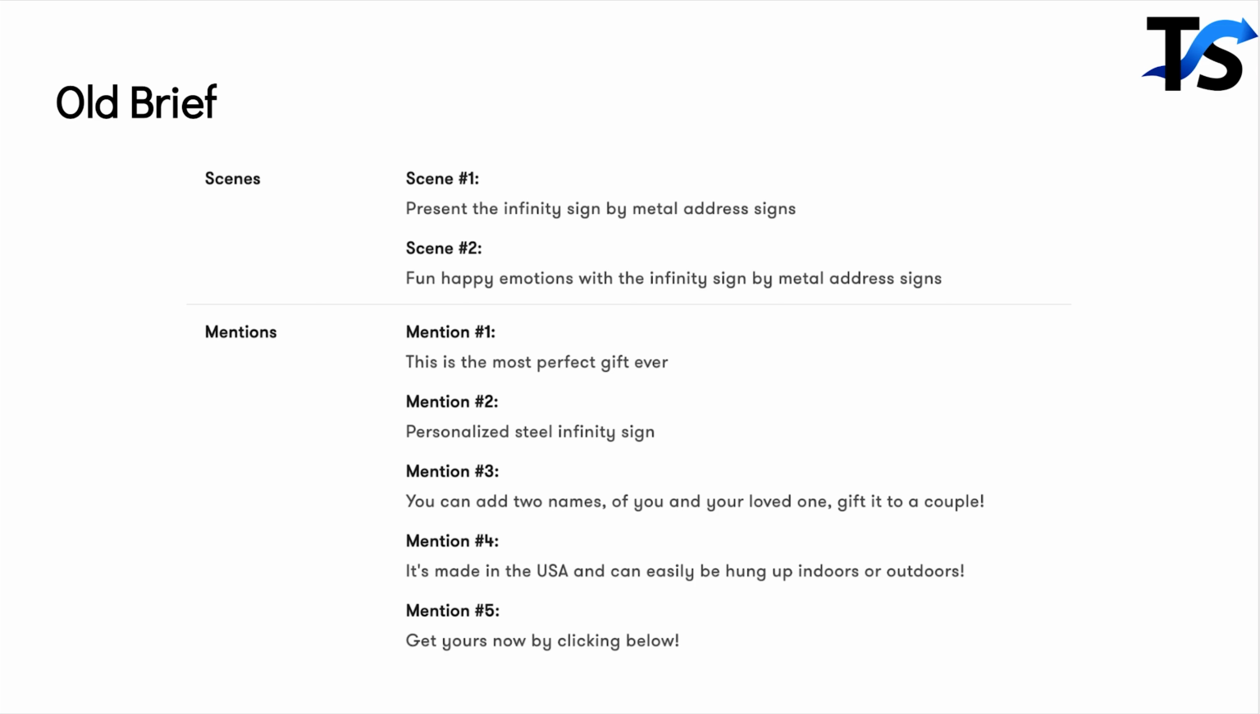A scene is basically something that's happening, like what's going on. So scene number one: present the Infinity Sign by Metal Address Signs. It's a particular product for one of our clients. And then scene two: fun, happy emotions with the Infinity Sign by Metal Address Signs. In my mind, it was someone unboxing it. The visual I had was that someone was going to unbox it, show it off, and be happy with it, fun.